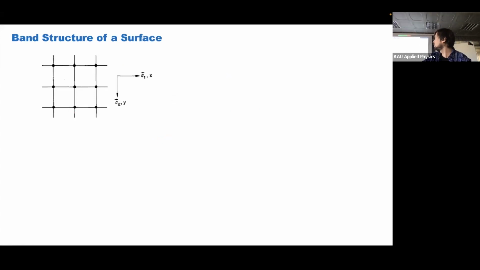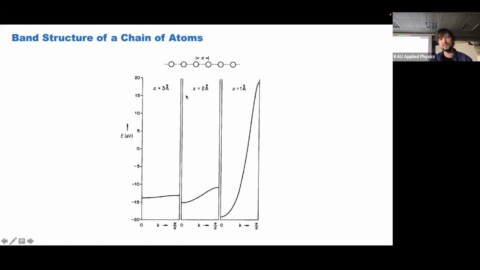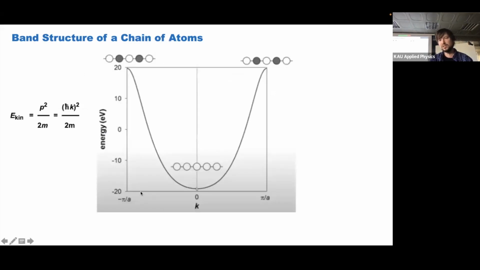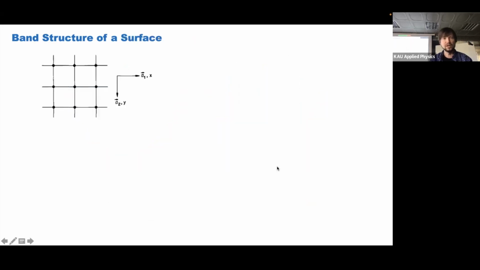For a more complex system, for a surface, it's a simple surface, but it's not so easy as a chain of atoms. Here we have atoms, with the distance between these atoms A1 and A2. I think the distance is equal in this example. And what Brillouin zone will we have for this surface? The Brillouin zone for a chain of atoms is just a line. It's very simple, it's 1D. We have this parabola and this Brillouin zone. But for a surface, we'll have a square Brillouin zone.